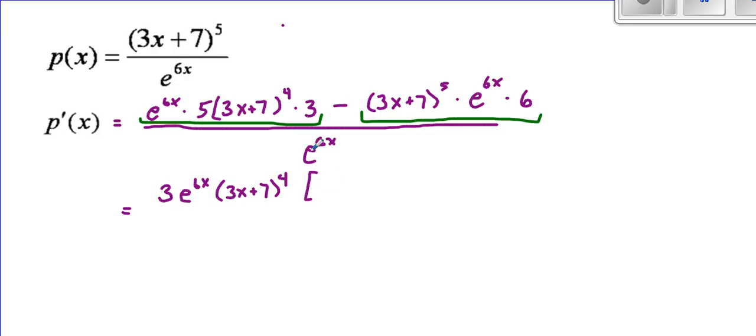So then, oops, I forgot to square this up here. I'm going to go back up here and square this. Sorry about that. All right, so then, let's see, out of the first term, I took out the e to the 6x. I still have my 5. I took out the 3x plus 7 to the 4th, and I took out the 3. So all I'm left with is 5. In the second term, I still have one more 3x plus 7 because I only factored out 4 of these. I factored out the e to the 6x, and I factored out the 3, so I'm left with a 2.